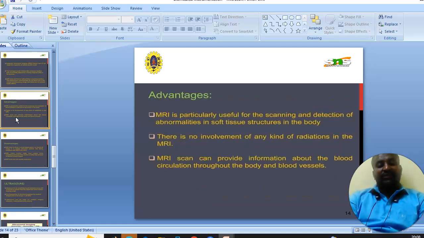Next, you see the advantages. MRI is particularly used for the scanning and detection of abnormalities in soft tissue structures in the body. There is no involvement of any kind of radiation in MRI. MRI can provide information about the blood circulation throughout the body and blood vessels.